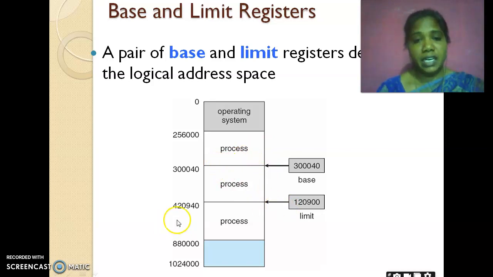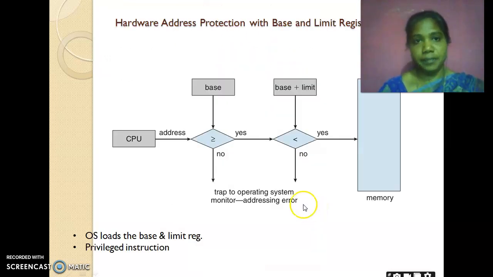That means it is allocated. The base is 42,940, but it is allocated only a limit of 12,900. So that process is only allocated the 12,900 space available. A pair of base and limit registers defines the logical address space. So the logical address space depends upon the base and limit registers. This is how hardware address protection works with the base and limit registers.